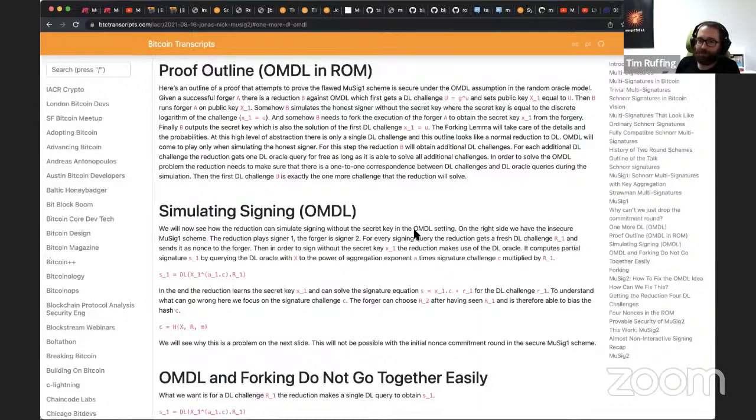Either you try to break OMDL or you try to break the hash function. These are the two ways, and as long as those things hold up, we can be sure that MuSig2 is secure. Yeah. And then you also asked about the AGM, the algebraic group model, and this is another idealized model.